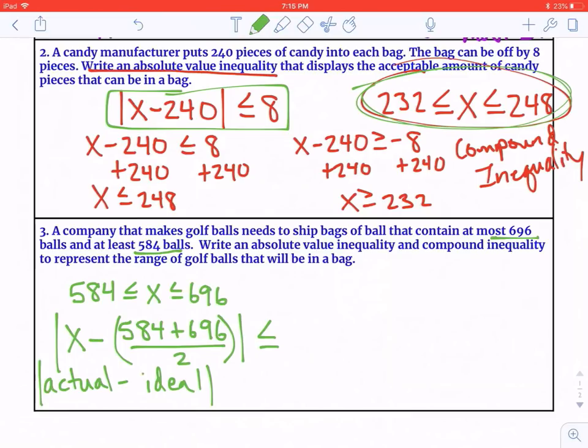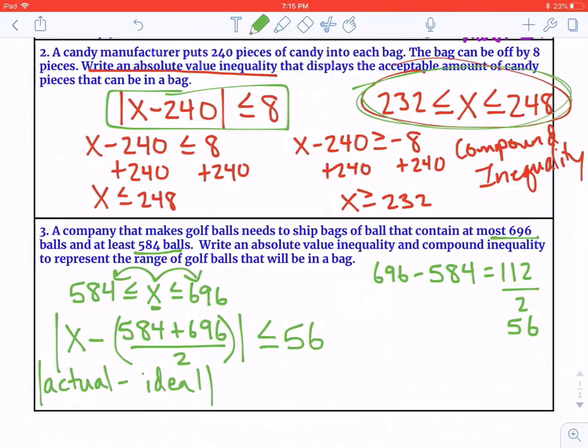Your tolerance is how far away from the middle these two numbers would be. The easy way to figure that out is to take them and subtract them. Just find the actual difference between them. So that is 112. Then divide that by 2 to find exactly how far it would be to get back to the middle if you went from each number. So that is 56.